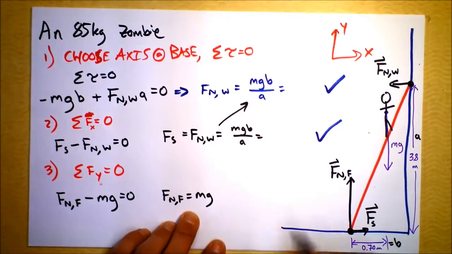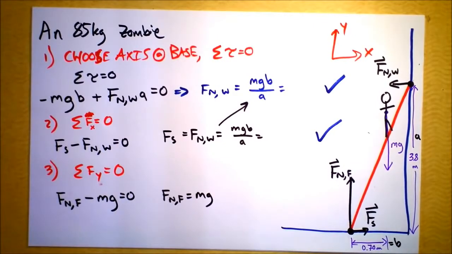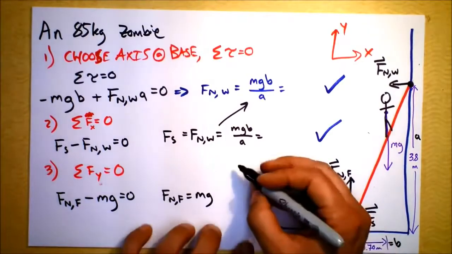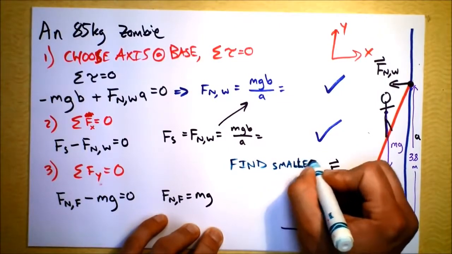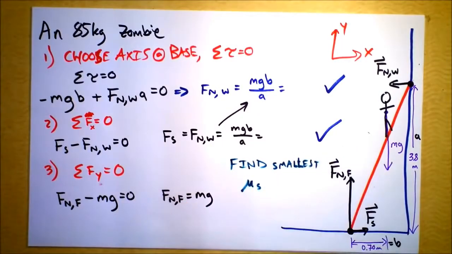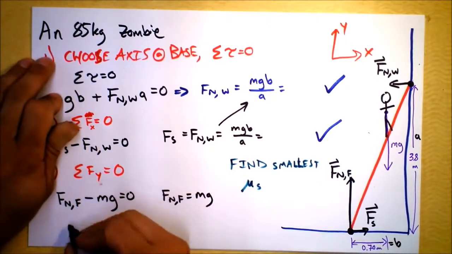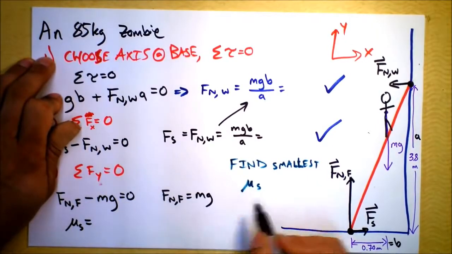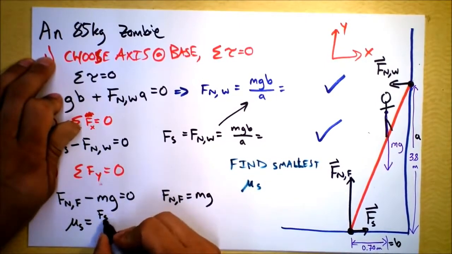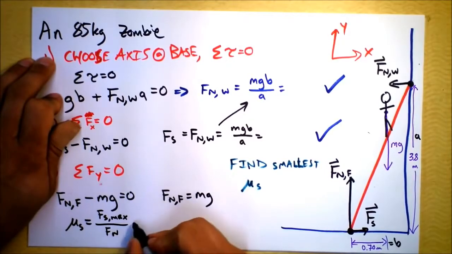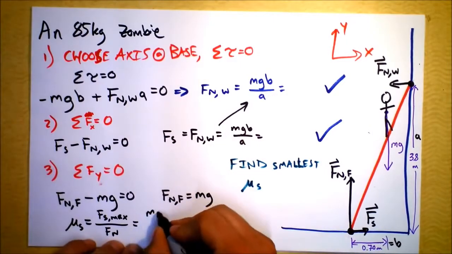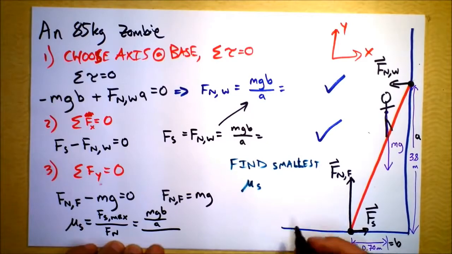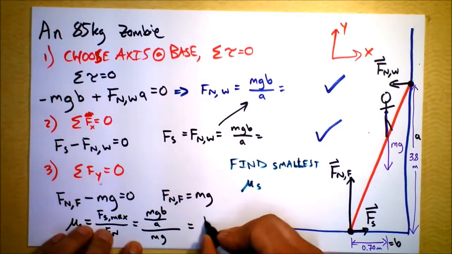And that is it. Now, what if we were to ask when the ladder might slip? We could even find the mu. We could be given a corollary problem that says find the smallest mu s so that the zombie can actually stand there without it slipping. Interesting. How are we going to do that? You got a mu s equation? You say mu s equals, and if it's just barely slipping, this is going to be Fs max divided by the normal force. So we can plug in the things that we know. Fs max is just mgb divided by A, and then we divide this by the normal force, which is just mg. Oh, what fun. It's B over A.